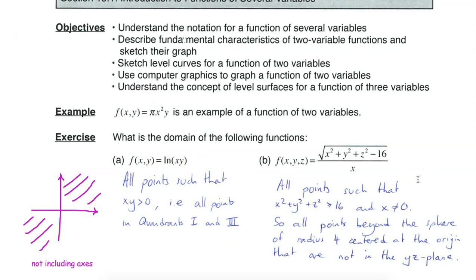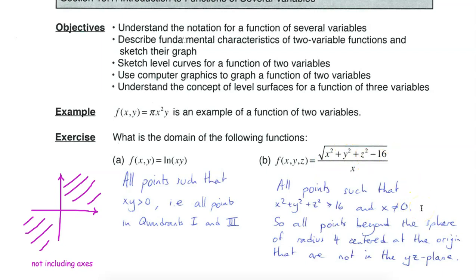Example B, what's the domain of that function here, which has three independent variables, and the letter we would typically choose, if we wanted to choose a letter here, we would probably call it w equals something. That would be the next choice after x, y, and z are exhausted. So we need x to not be 0, because we can't divide by 0, and we also need all of the expression inside the square root to be greater or equal to 0. So x squared plus y squared plus z squared needs to be at least 16, and x cannot be 0.